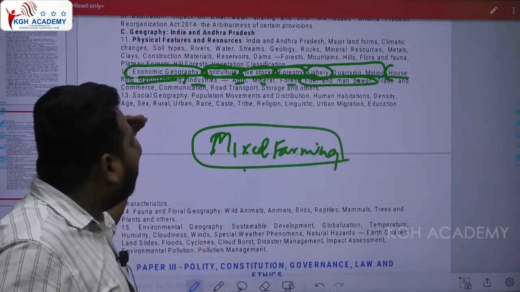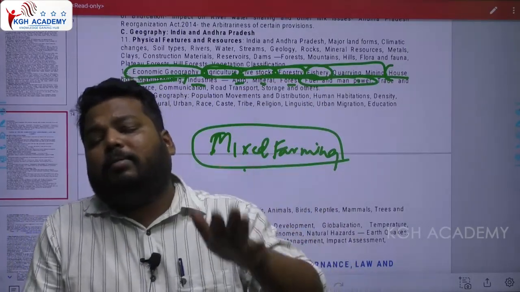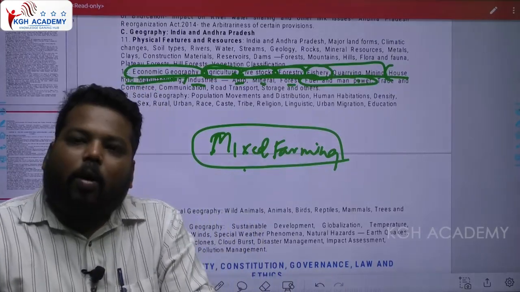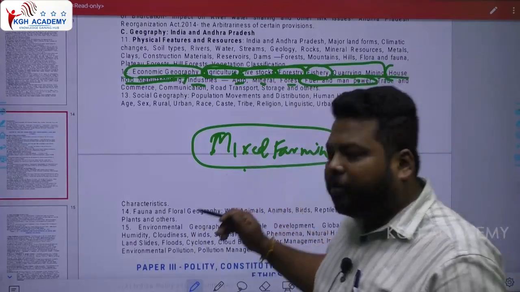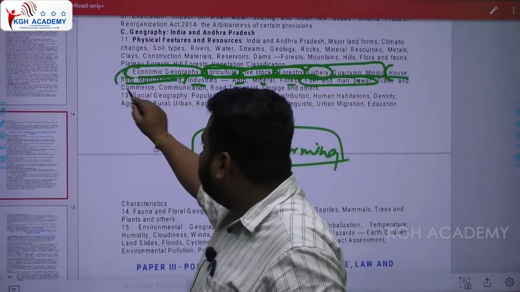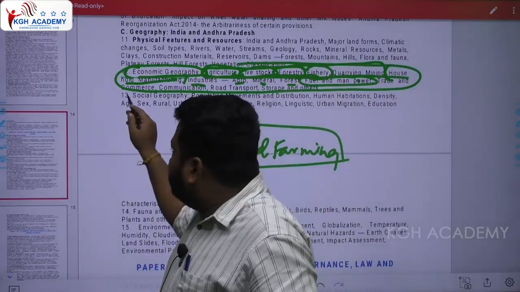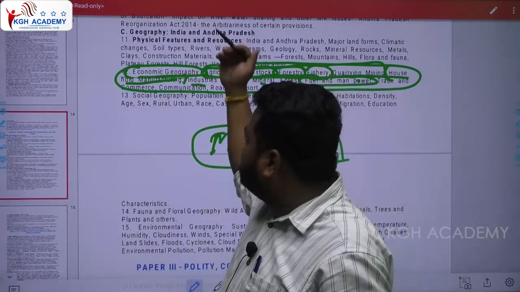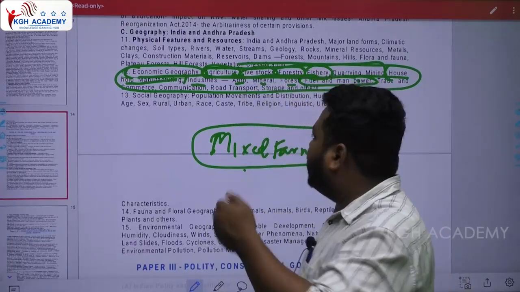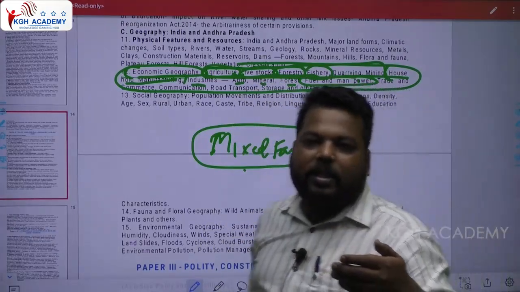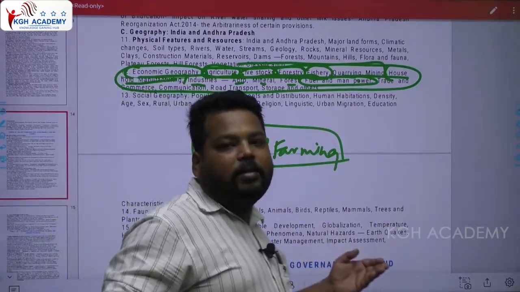Apart from that, trade and commerce, communication, transportation, storage and other facilities, whatever comes in all the economic activities, all these we would be discussing along with the Indian geography, along with the state regional geography. So these are the things we would be learning. Done. If you see the third chapter, until now what we have seen is physical features, resources and economic geography, which includes majorly agriculture, industries, and the transportation networks in and around India as well as Andhra Pradesh.